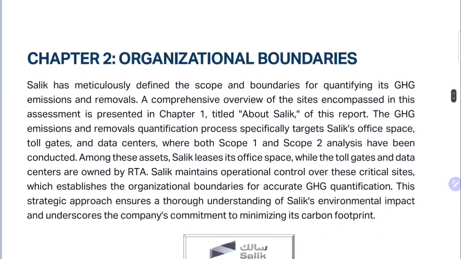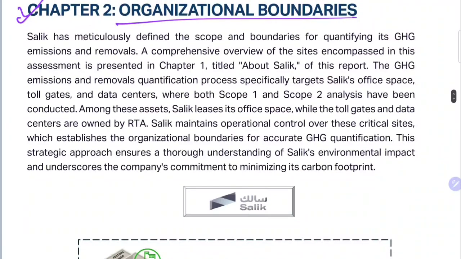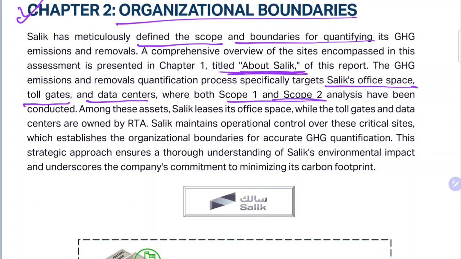Now you see chapter number 2, organizational boundaries, where we are covering the definition of the scope and boundaries for quantification of GHG emissions and removals. Okay, so a comprehensive review of the sites encompassed in chapter 1 itself, whose title was about Salik, was clearly written there. The GHG emissions and removal quantification process targets the office spaces, toll gates and data centers, where both scope 1 and scope 2 analysis have been conducted. Okay, so this is very, very important.